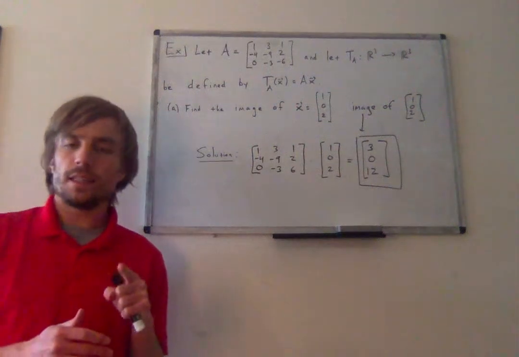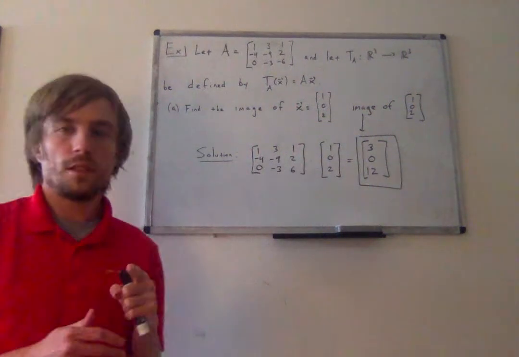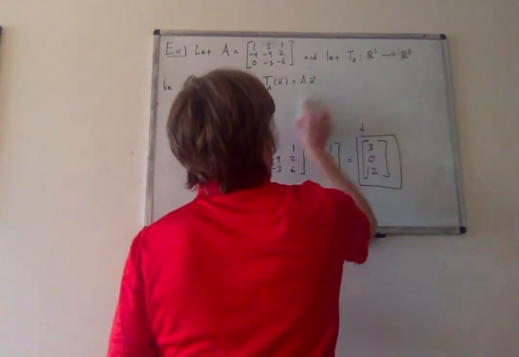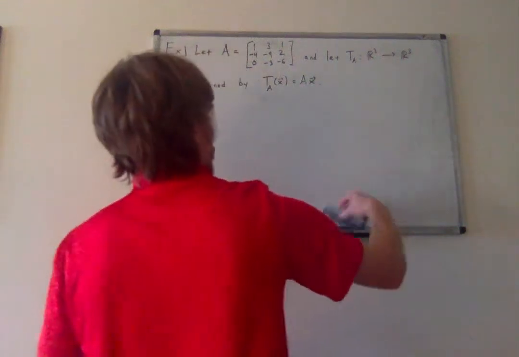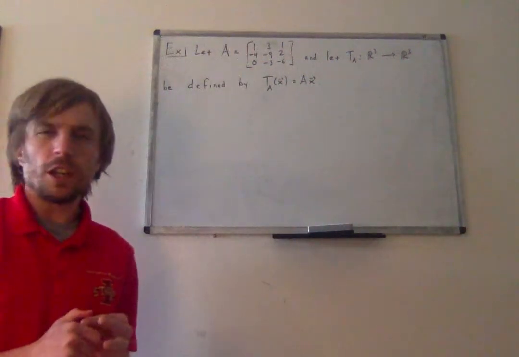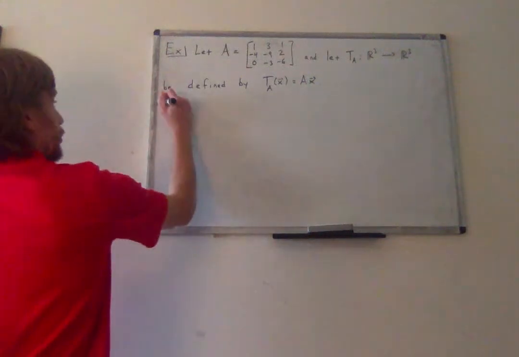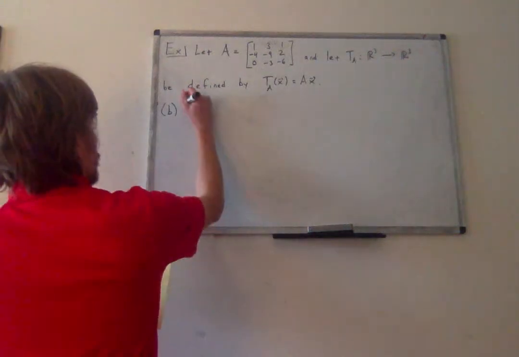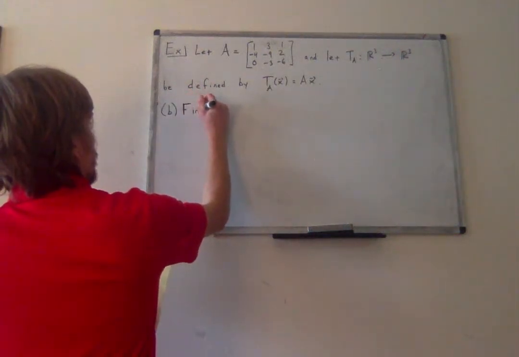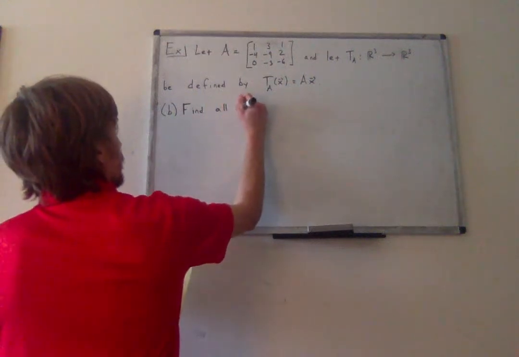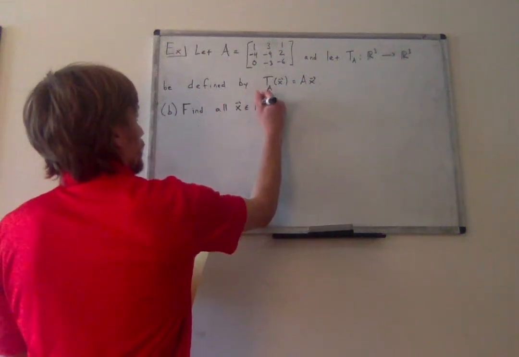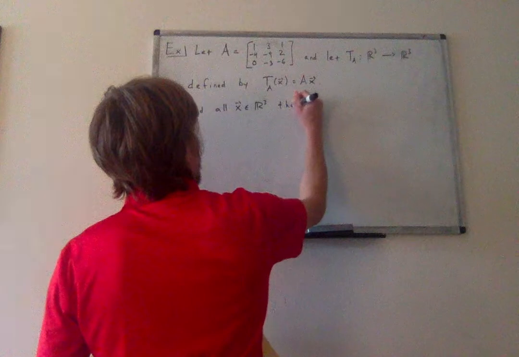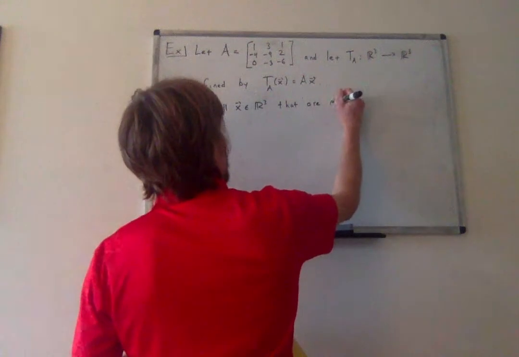Now I want to ask a slightly different question. And this is a very good question, sort of bringing together a lot of what we've learned. Part B, what we want to do is find all vectors in R3 that are mapped to the 0 vector.